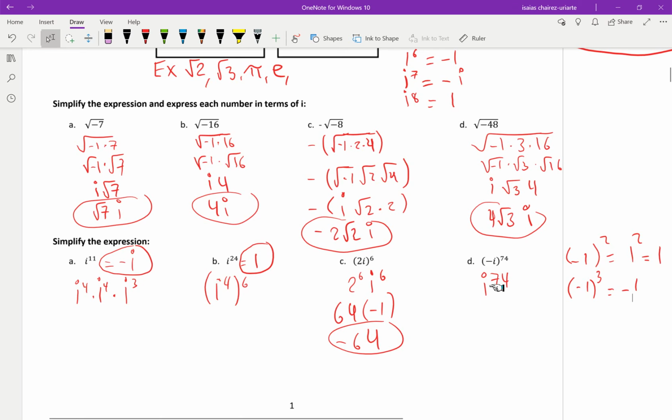One thing I could do here is divide my exponent by 4. So 74 divided by 4. What is that? It's about 18.5. So 18 times 4 is 72.